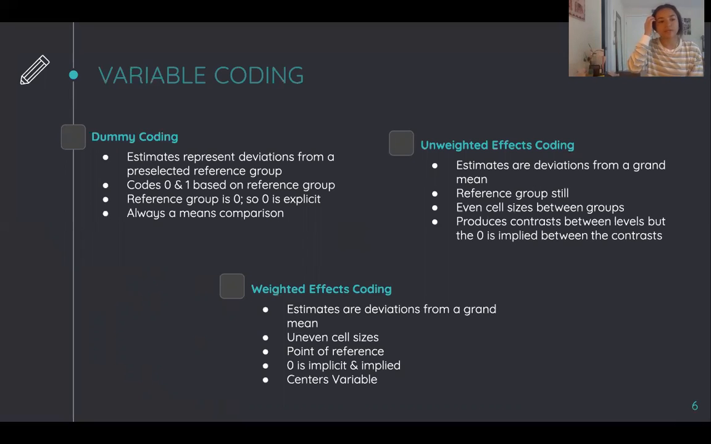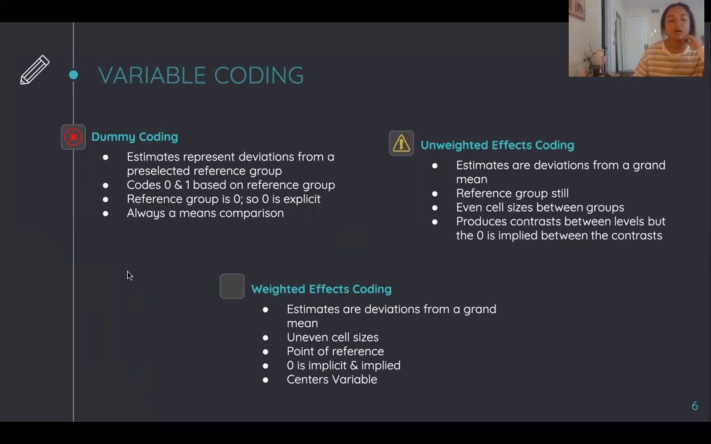We'll start with dummy coding, and since we've assigned each division a number 1 through 5, we could do dummy coding by pre-selecting one division to be the reference group or the comparison group. This will give us deviations from the reference group and produce contrasts between each level and the base level. The reference group would be coded 0 for all of the code variables, which would make it the 0 explicit in dummy coding. So in our model, all divisions would be compared to the NFC East, which serves as the reference group by default. However, this is not super useful for our purposes, so we're going to need to recode.